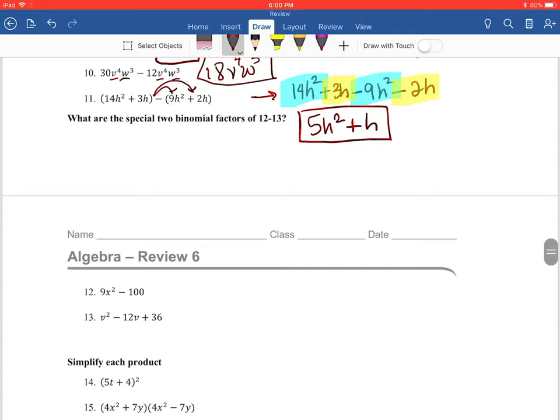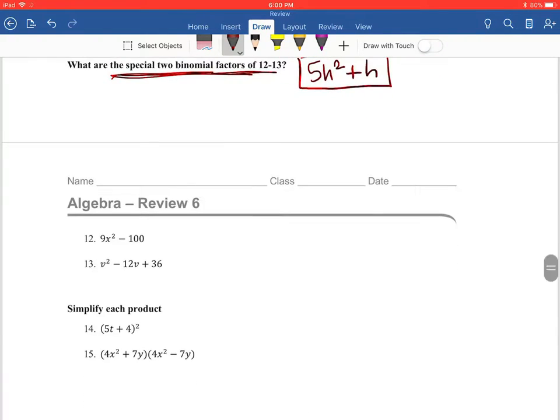Problem 19, or not, problem 12 and 13, we need to find the special two binomial factors of 12 through 13. So as soon as we know that we're talking about special, that means that we're going to be talking about those special rules. Number 12, I see that it's a negative value, it's a binomial, and I see that my two values here, my a and b value, my first two terms, are perfect squares. So I automatically know that that looks like my product of a sum and a difference.